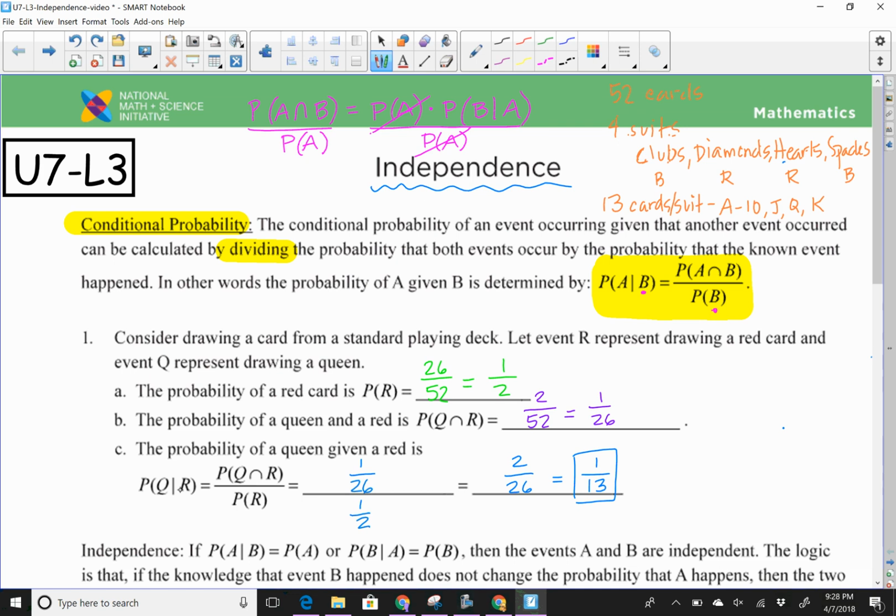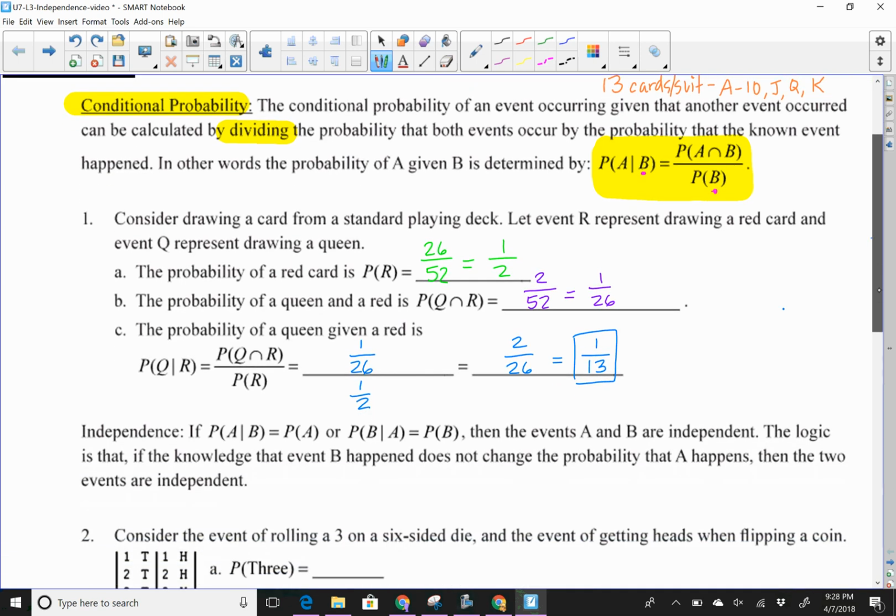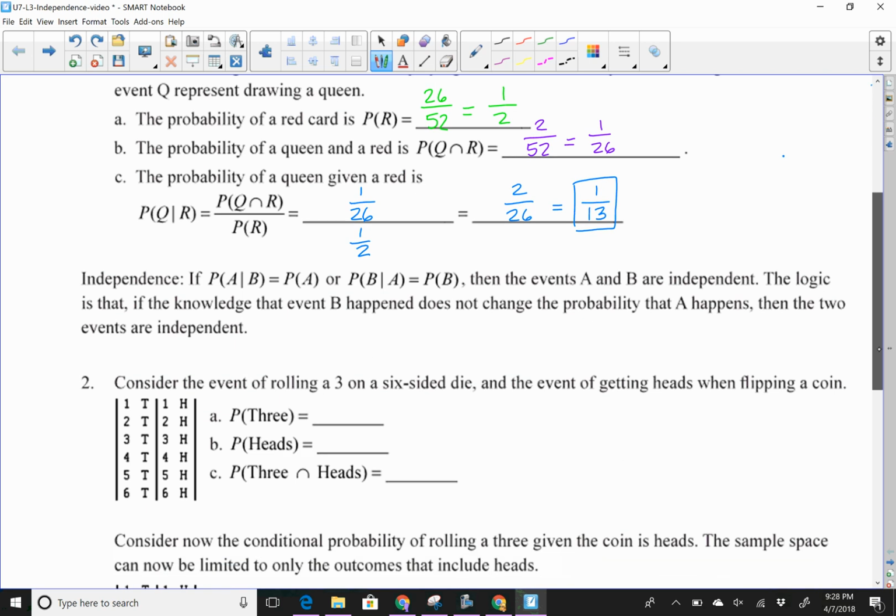But you could also say, given you have a red card, how many red cards do I have? 26 of them. How many of them are queens? 2. So that's 2 out of 26. You've got to figure out what you're easiest with, what you can understand, and what makes sense to you to be able to move forward.